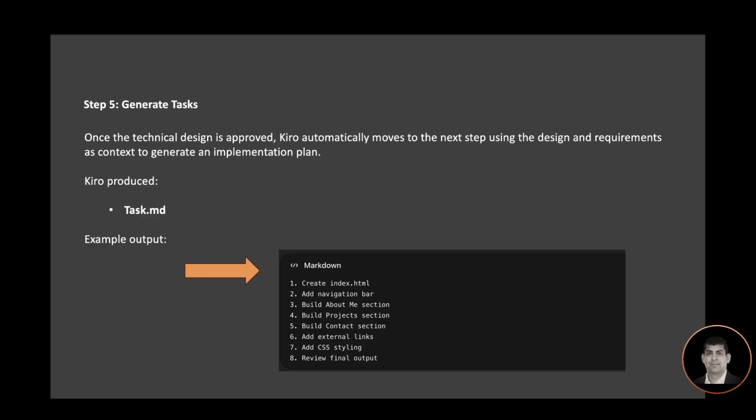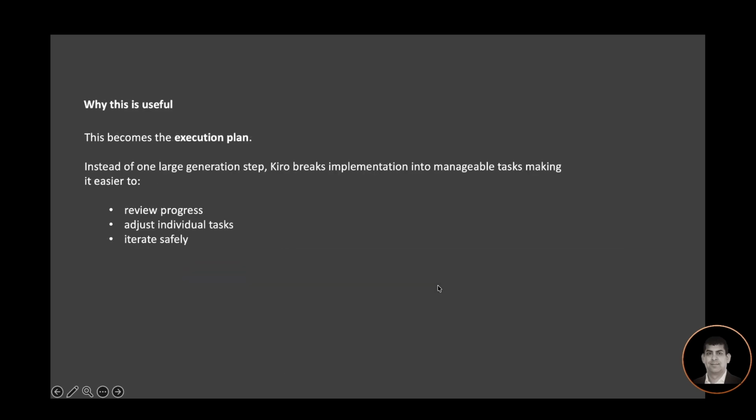So now let's look at the task. Kiro is going to generate the task, which is the implementation plan. So that is stored in a task file, and here is the example output. Again, it's a markdown file where the tasks are being generated, and you can review those, and then once it's all good to go, that's your execution plan.